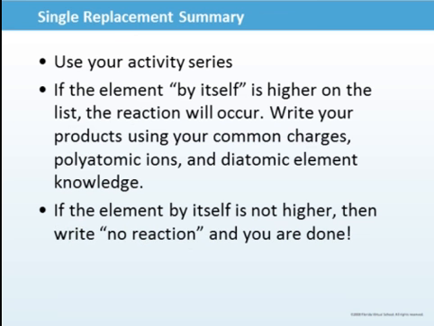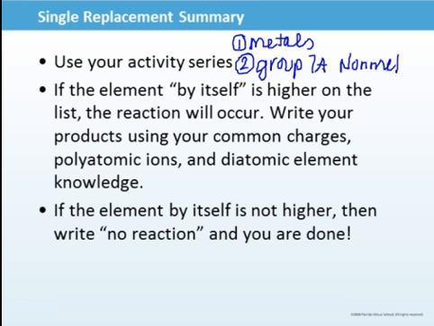In summary, with single replacement reactions, remember it's an element plus a compound. We must use the activity series. We have the activity series with metals, and then we have the activity series with the group 7A nonmetals, those halogens. Okay, make sure you have both of those and that you'll use both of those depending on which problem you have. If the element by itself is higher on the list, the reaction will occur.